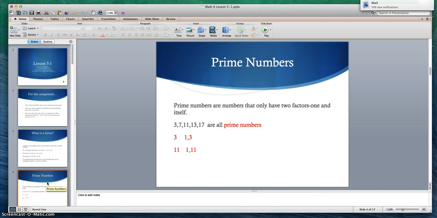Prime numbers. So prime numbers are those numbers that only have two factors, 1 and itself. So 3 would be a prime number because it's multiplied 1 and 3. Those are the only whole numbers you can multiply together to give you 3. 7 would be a prime number, 11, 13, 17. 11 is a prime number because the only numbers that are factors are 1 and itself, which would be 11.